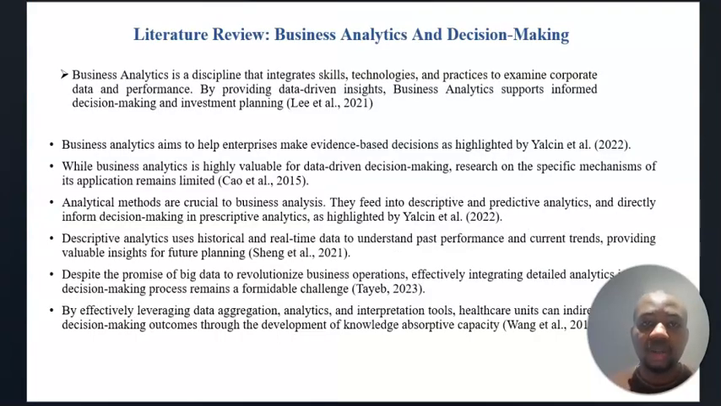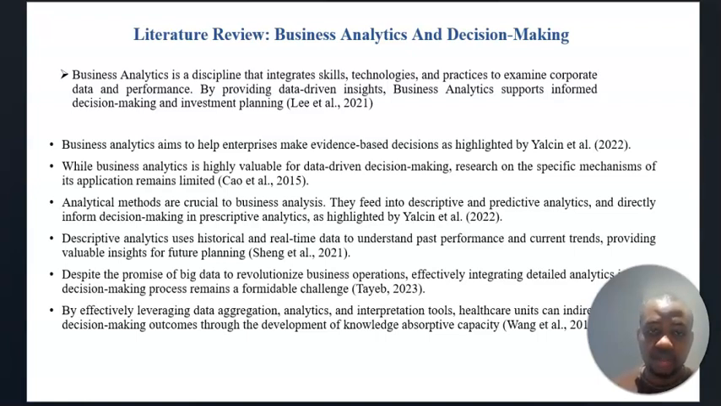So, just a brief literature review on business analytics and decision making. First, let's understand what business analytics is. It is a discipline that combines, integrates, and fuses skills, technologies, and practices to examine corporate data and performance. Business analytics supports informed decision and investment planning.